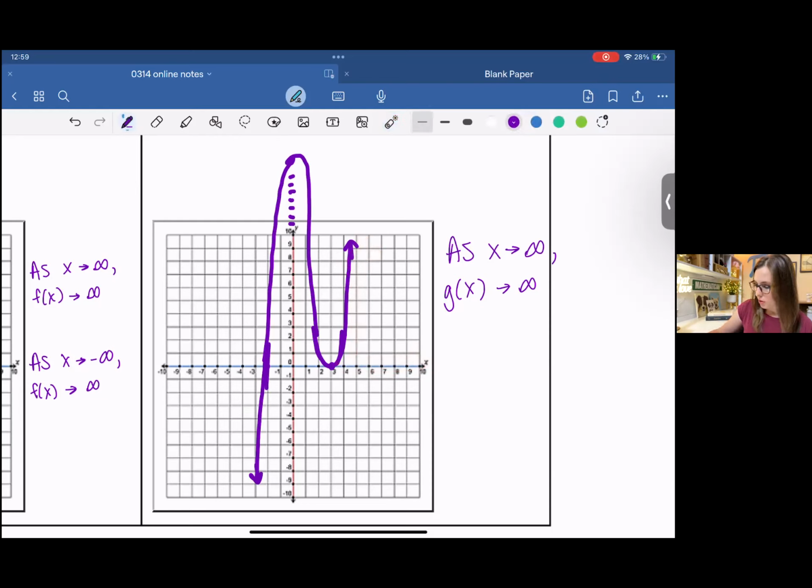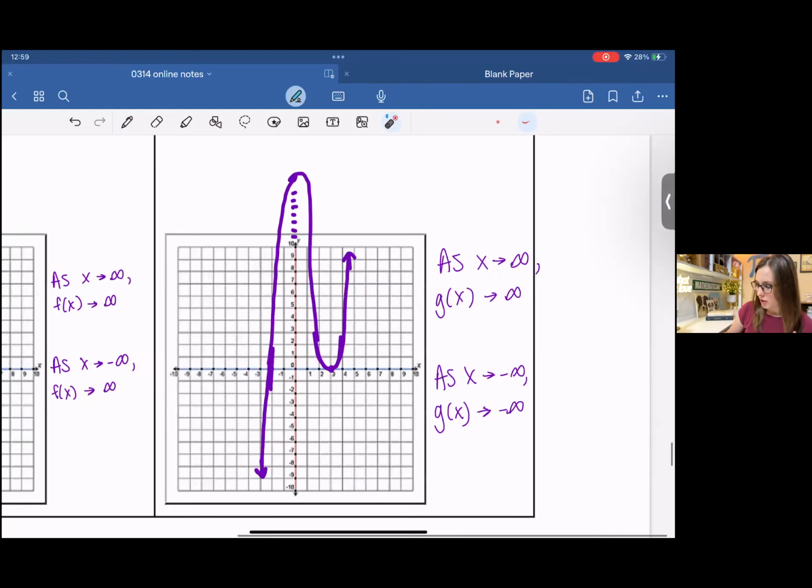Then as x approaches negative infinity, y, in this case g of x, the y values are going in the negative y direction. So that's going to be negative infinity. So as x is getting bigger, y is getting bigger. And then as x is getting smaller, y is getting smaller. And that is how you would describe end behavior for a positive odd degree polynomial. And that's it. That's all you have to do.